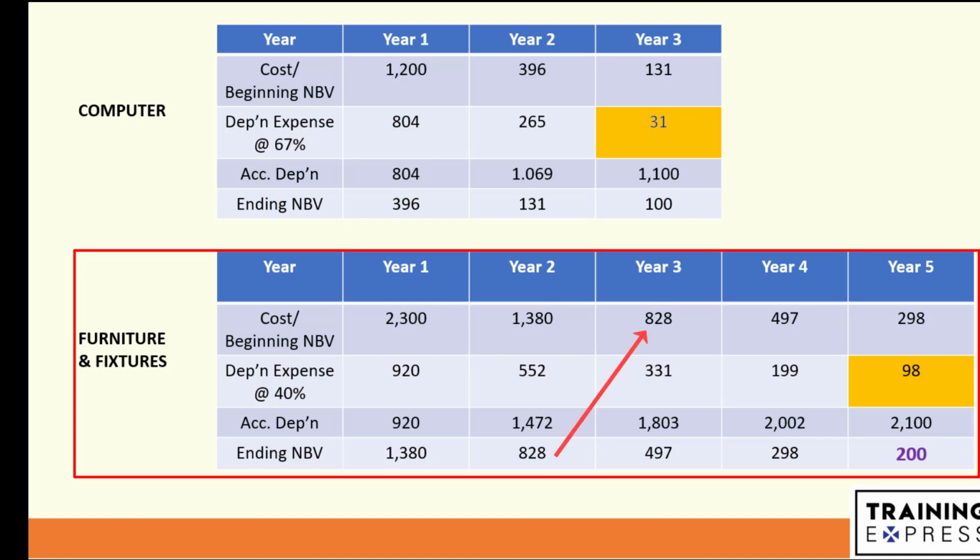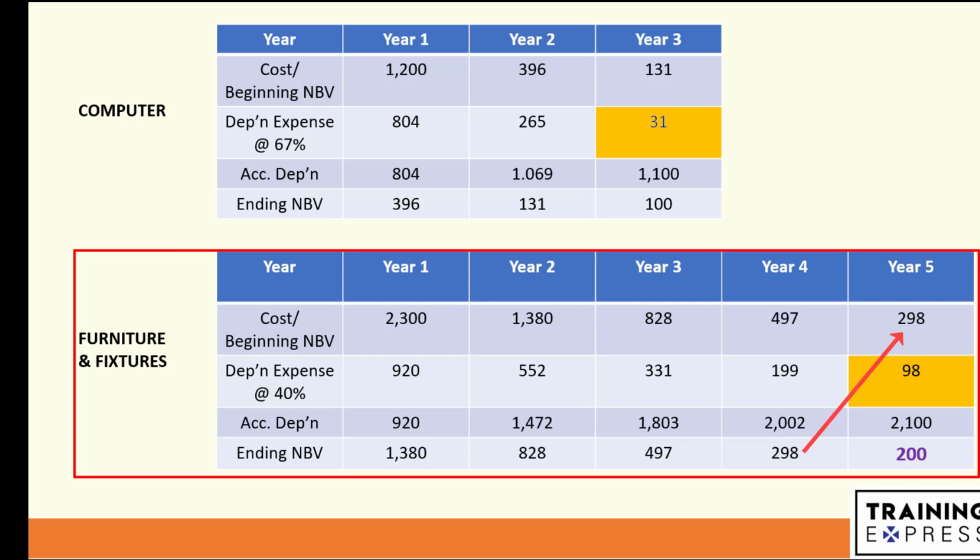Year number 3, we will start again with $828. We will calculate depreciation 40%, $331. Accumulated depreciation will be $1,803, and ending net book value will be $497. Year number 4, we will start again with $497. Depreciation will be $199. Accumulated depreciation $2,002, and ending net book value is equal to $298.